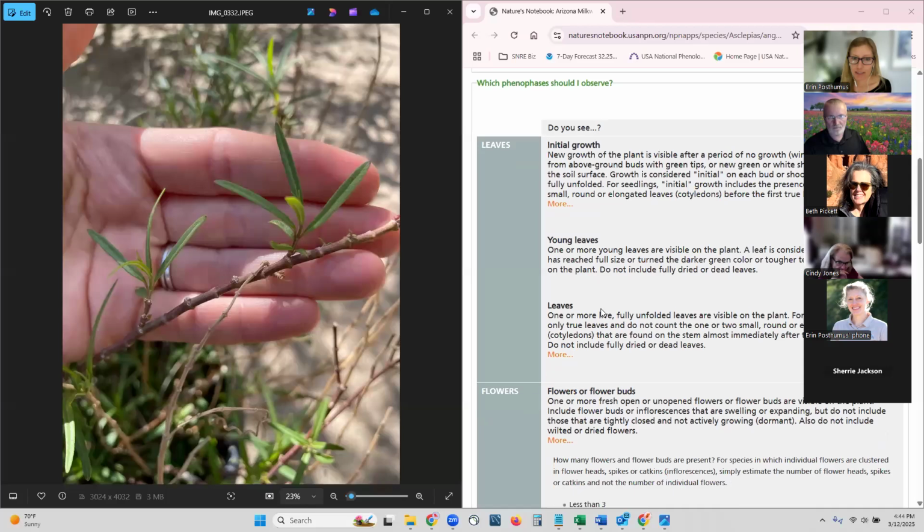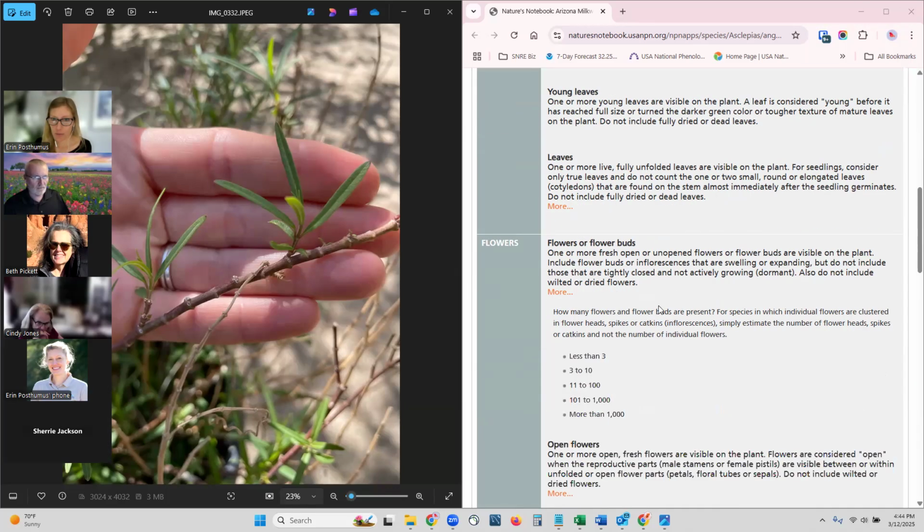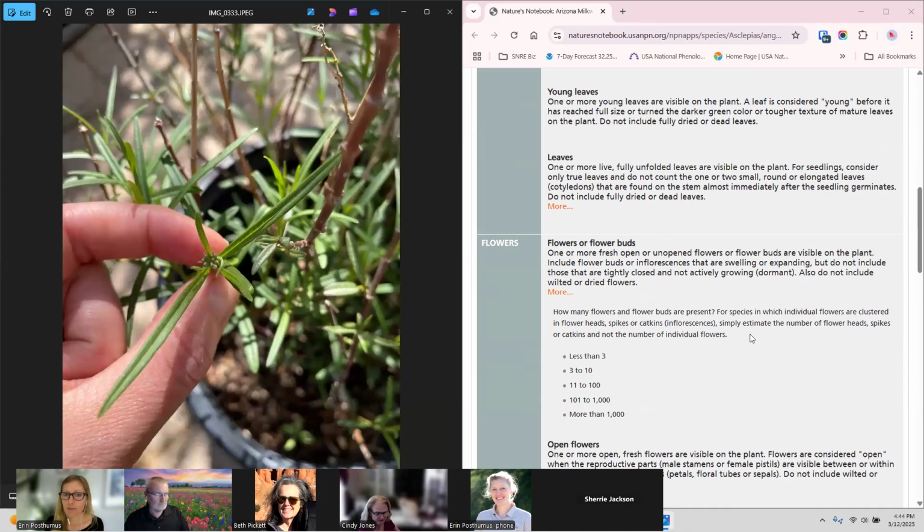All right, so let's move on to the next question, which is about the flowers or the flower buds. So I'm going to go to my next photo here. So flowers or flower buds. One or more fresh, open or unopened flowers or flower buds are visible on the plant. Include flower buds or inflorescences that are swelling or expanding, but do not include those that are tightly closed and not actively growing or dormant. Also do not include wilted or dried flowers.